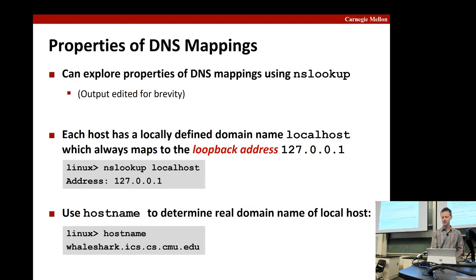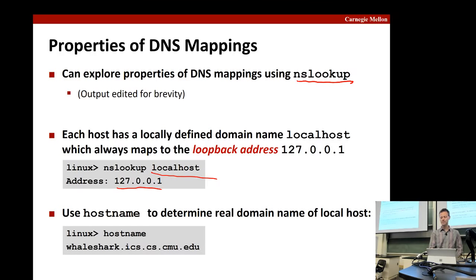So there's this function called NSLOOKUP, which allows you to specify a www name and get back its IP address in the dotted format. Okay, and so we're going to look at some examples in this slide and the next slide.